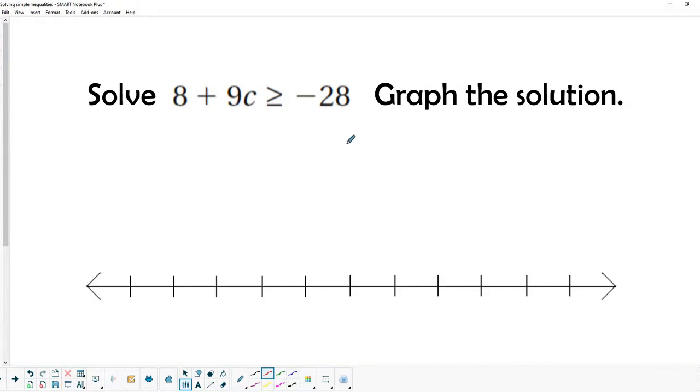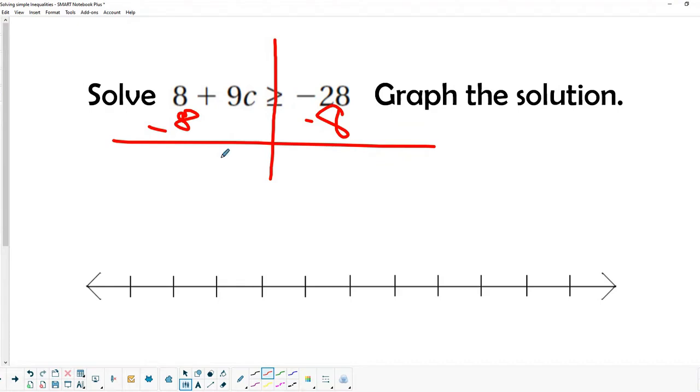All right, how about on this problem? We've kind of rearranged it just a little bit. So we're actually going to minus the 8 first because it doesn't have a variable on it. And it's just being added or subtracted to both sides of the inequality. So that's going to leave us with 9c greater than or equal to negative 28 minus 8 more would be negative 36.